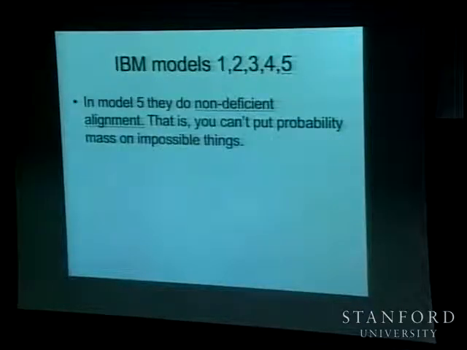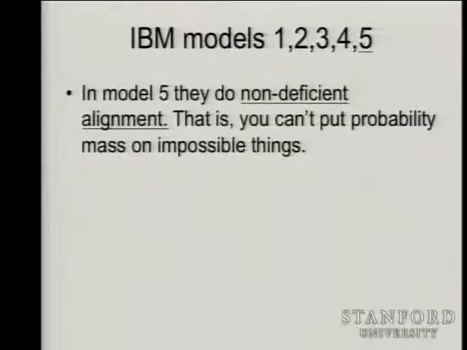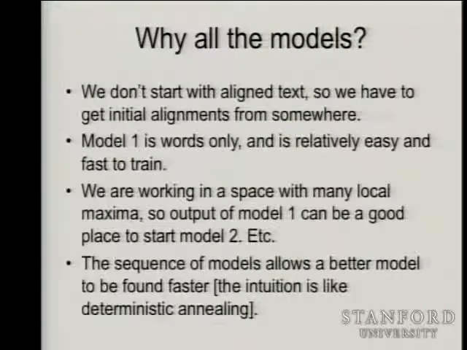Okay. And then the difference between IBM Model 4 and Model 5 is purely technical, and so I'm really not going to dwell on it. The way they did IBM Model 4, the model was deficient, which means that it didn't actually give a probability mass of 1 to possible alignments. Some of the probability mass was lost on illegal alignments. And so in Model 5, they did a bit more hard work, and they managed to come up with a way to have a non-deficient probability model. But that's purely technical.